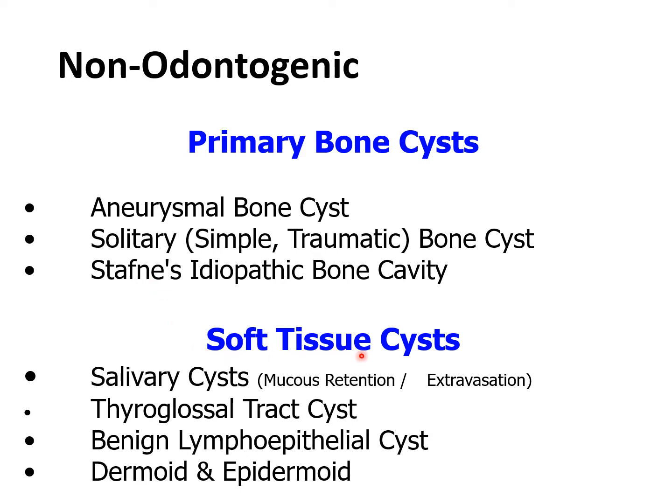And finally, the third variety are soft tissue cysts and include salivary cysts. Salivary cysts are of two types: mucus retention cysts, which are lined by epithelium, and extravasation cysts, which are lined by granulation tissue. And it's the extravasation phenomenon which leads to one of the most common types of soft tissue cysts in the oral cavity and the lips, which we call mucocele and ranula. And finally, we also have thyroglossal tract cysts, benign lymphoepithelial cysts, and dermoid and epidermoid cysts. All of these occur in the soft tissues and are of the non-odontogenic variety.